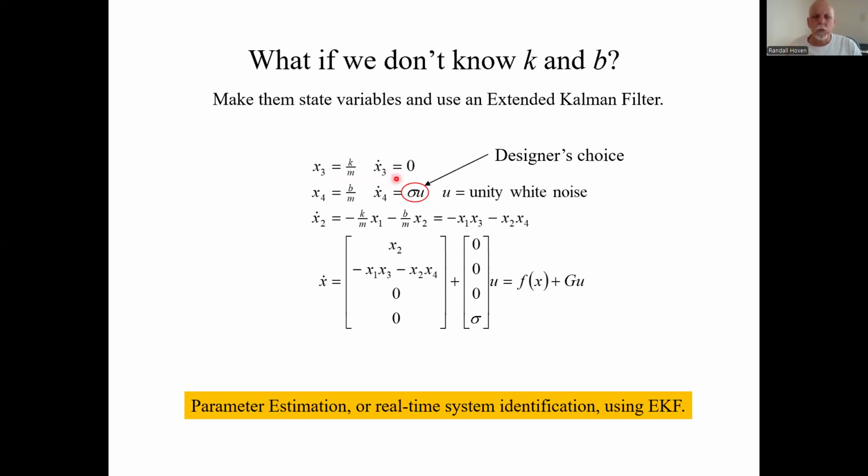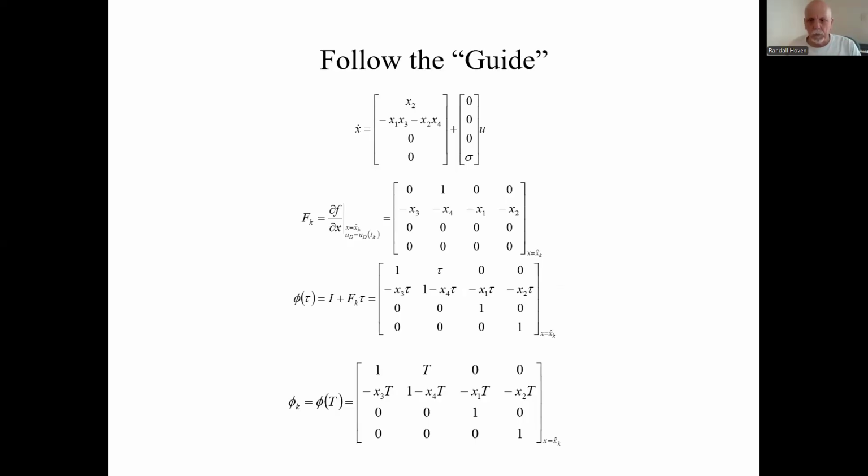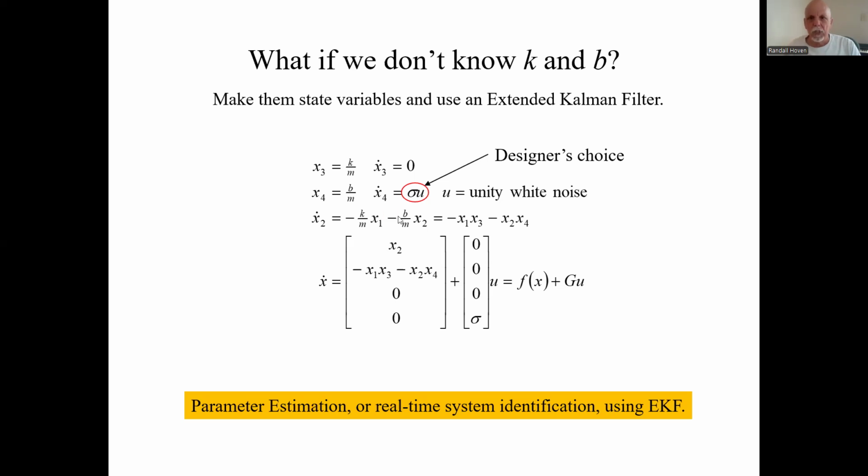I'll say X3 dot is 0, but I'll say X4 dot is some noise. Here's where I'm going to put my tuning parameter and inject noise into my system model. We talked about tuning parameters in the previous video, and how you do that is kind of a designer's choice. I could have put noise on both, but let's say we just put it on this one guy, this X4 variable, the damper constant.